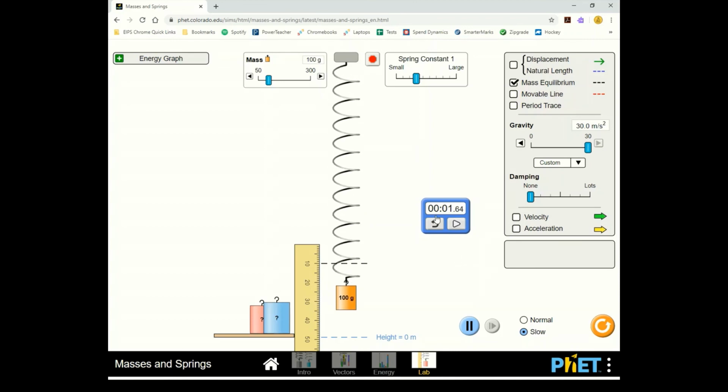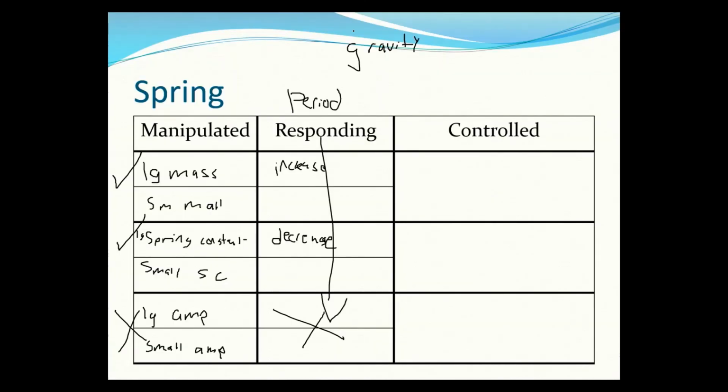And that's 2. So 1.64, 1.63 is our control. So it looks like gravity actually has no effect on the period of it. So gravity doesn't affect it. So it looks like only the mass and the spring constant. And sorry, I didn't talk about these controls.